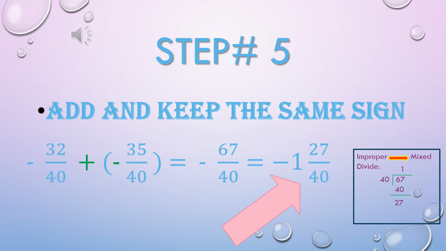On the right side of your slide, you have how to change an improper fraction into a mixed number. You need to divide just like yesterday. So my answer is going to be negative 1 as a whole, 27 over 40.